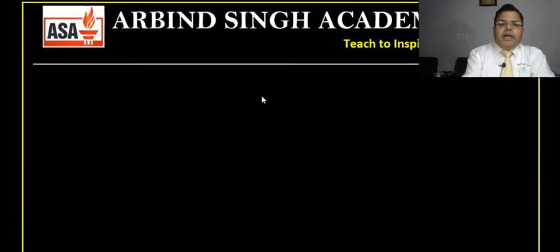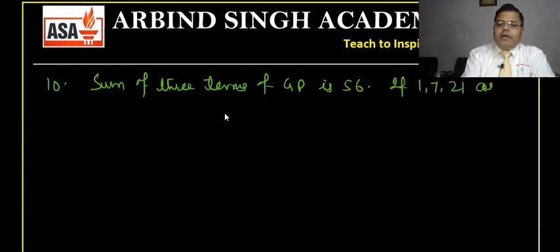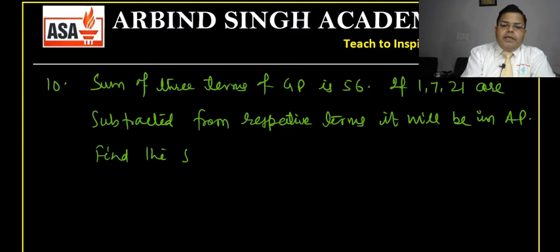Now the next question I would like to discuss here is question number 10. Here the question is given: the sum of three terms of a GP is 56. If 1, 7 and 21 are subtracted from the respective terms, they will be in AP. Find the numbers. We have to find the numbers.